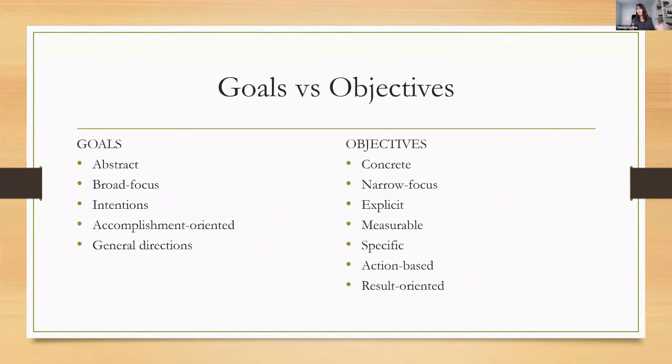So you see kind of the breakdown between goals and objectives. Goals are a bit abstract. That's your intention and some general directions. And your objectives are going to be a lot more concrete. They're going to be measurable, specific, action-based.